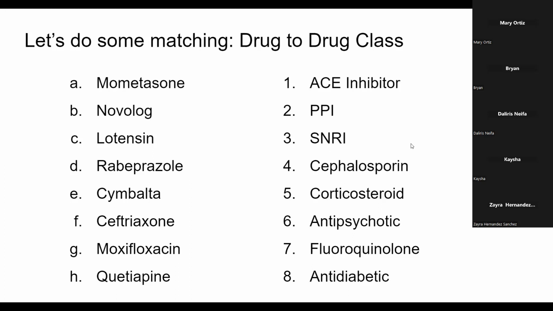Which one's 7? G is 7, yes. So moxifloxacin, very fun to say, is a fluoroquinolone. What are fluoroquinolones? They're antibiotics. So what do they treat? What type of infections? Could be skin bacterial infections. Yeah, as long as it's a bacterial skin infection, totally.